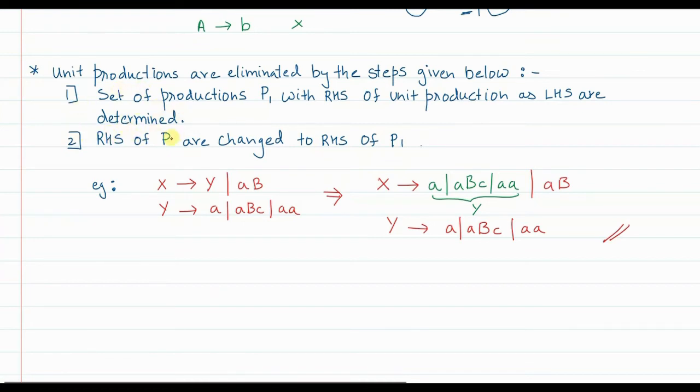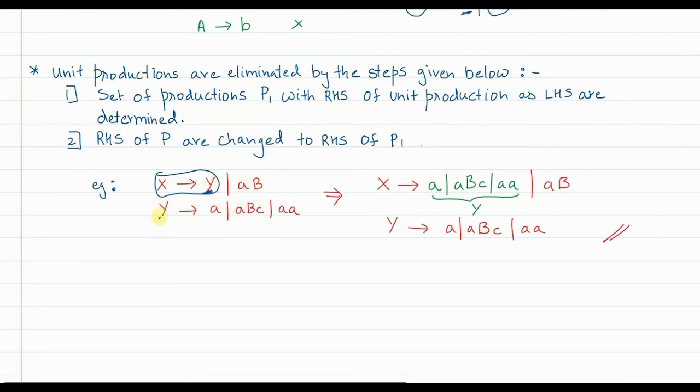To make it very simple, I'll tell you the steps to eliminate the unit production. Now, you see this example that I've taken. X gives Y or AB. This is a production. Here, if you see the first term, X gives Y, there is a unit production involved. Why? Because Y is a single non-terminal. If you consider the second term, X gives AB, there is no unit production involved.